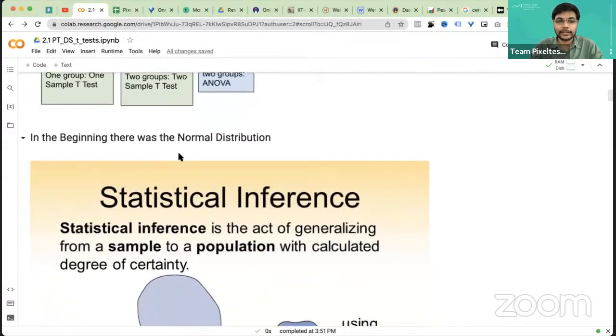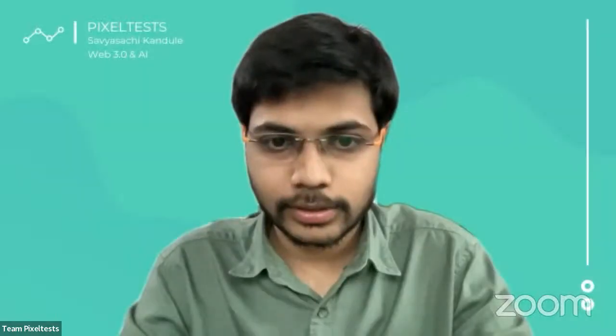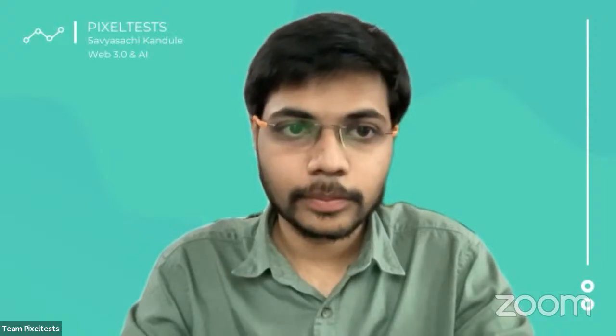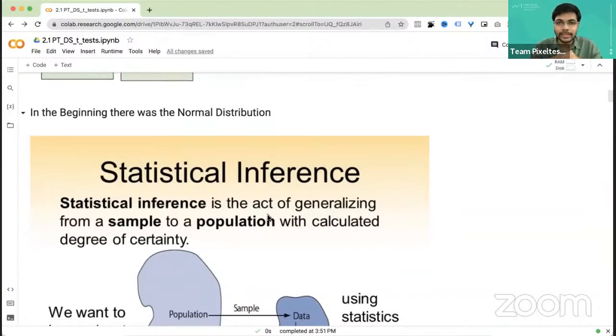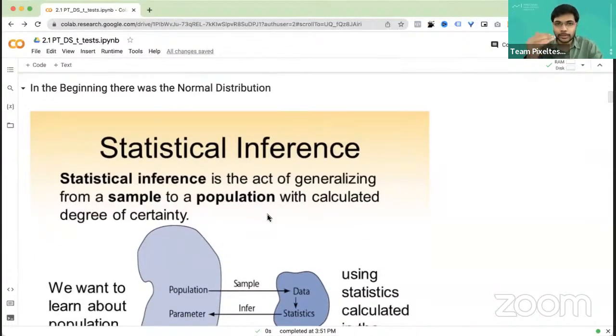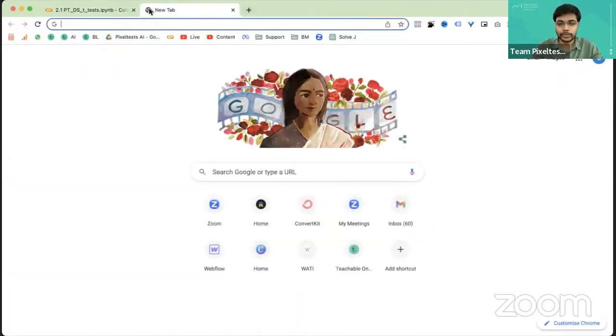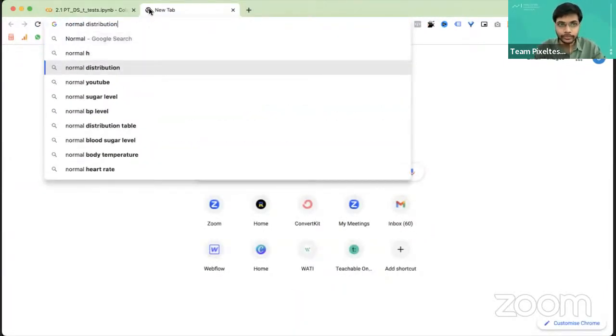First, let me just check if my screen is visible. Okay, just before we start, we'll try to set a few definitions. A few of these we have seen in some of the modules from Rajiv's lecture. One of them is: what is normal distribution? Let me show the graph of normal distribution.